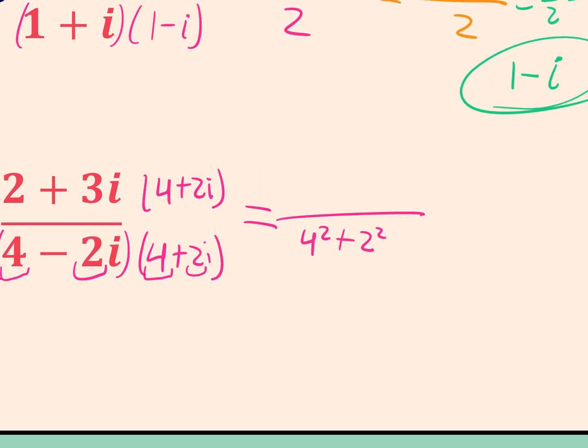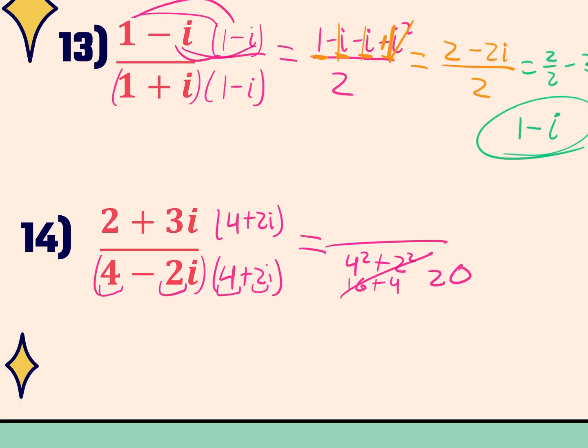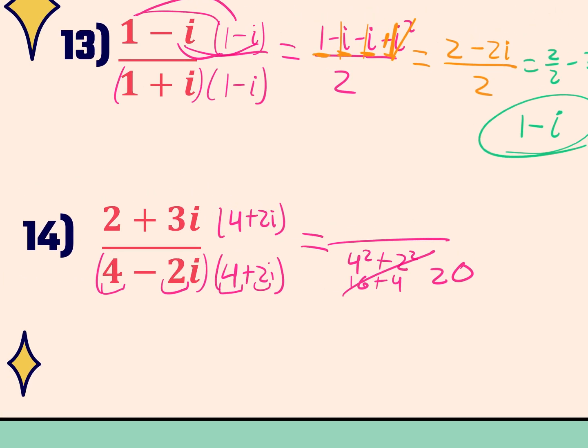And then 4 squared is 16, plus 2 squared is 4. So this denominator becomes 16 plus 4, which is 20. You can write it in another step if it's easier for you to read.